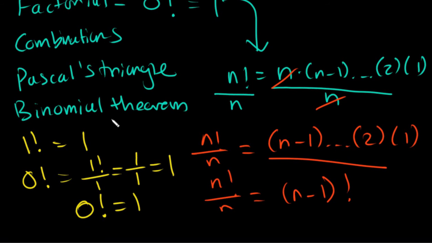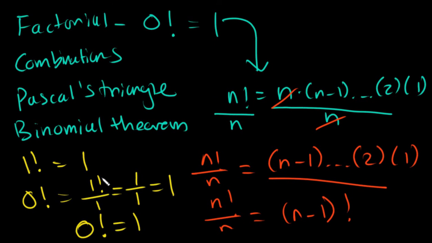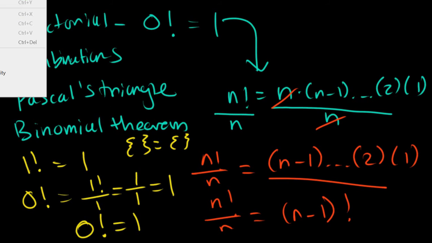Another way you can think about it is the factorial describes the number of ways you could arrange a set with n elements. And if you have a set with 0 elements, there's only one way you can arrange it, and that's just by itself. It's kind of trivial, but that's how you can think about it. Okay. So 0 factorial is 1.